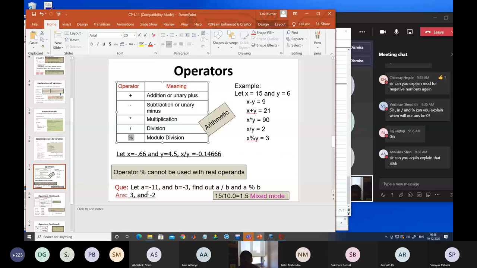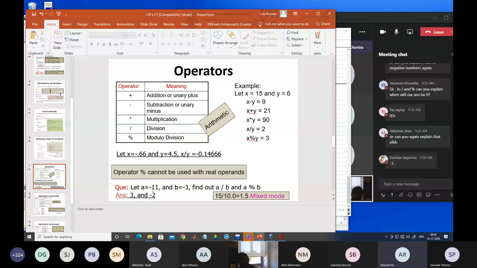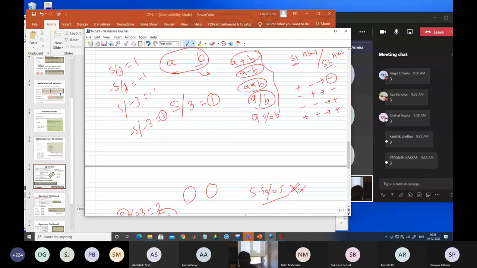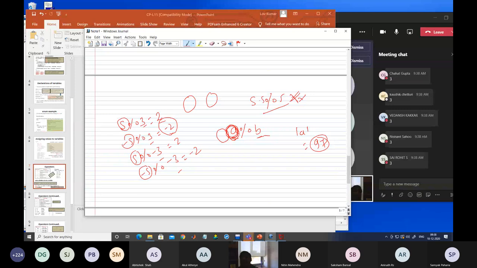Okay. So as for example, if A equals minus 11 and B equals minus 3, what is the value of A divided by B? Anyone? What is the value we'll get? Minus 3 or plus 3? Plus 3. Why? Because I have already mentioned, if both signs are negative, then the output is positive. If both signs are positive, the output is positive. If any one of the signs is negative, then the output is negative.